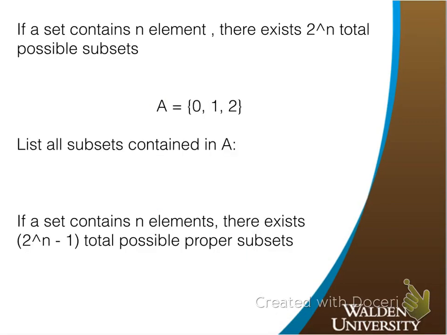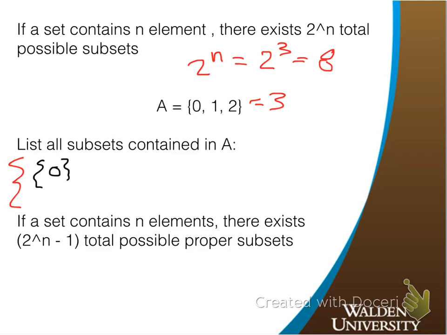If a set contains n elements, there exist 2 to the n total possible subsets. So if A is equal to {0, 1, 2} here, we're going to use the equation 2 to the n, which gives us the number of total possible subsets. The cardinality of A here is 3. So in our case, 2 to the third is equal to 8 total subsets. So if you look at them all here, it's called a superset.